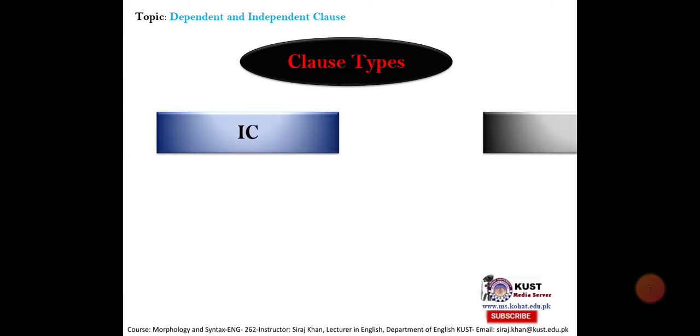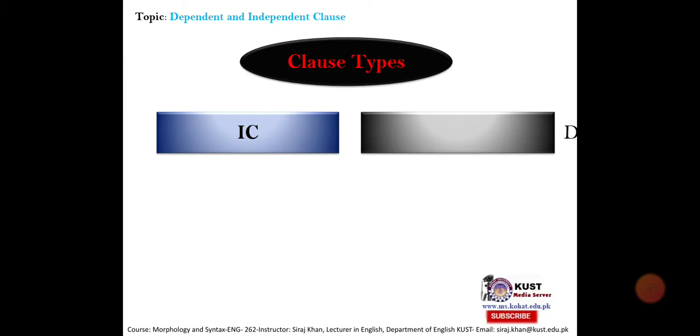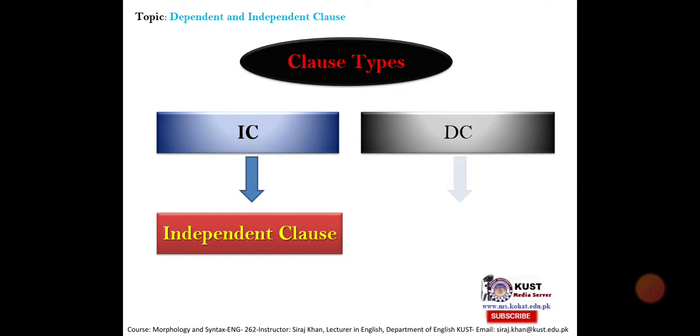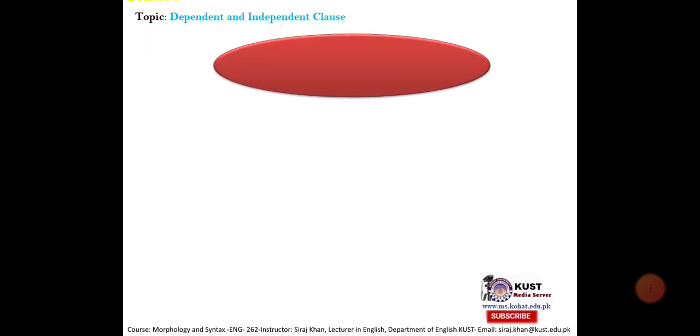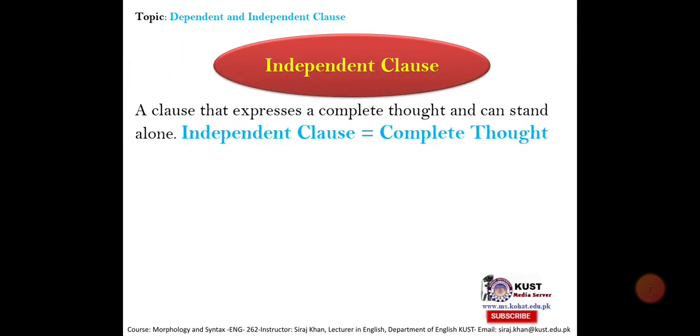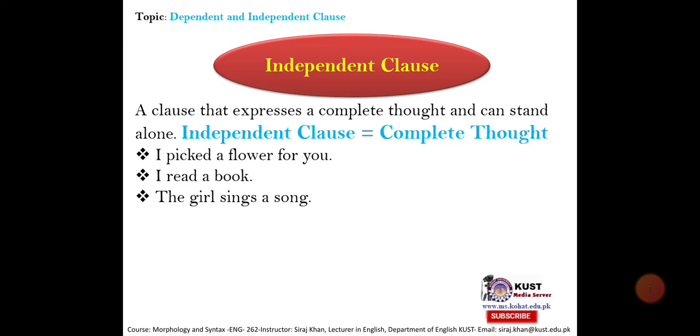Clause types. IC is independent clause, DC is dependent clause. Independent clause and dependent clause. An independent clause expresses a complete thought and can stand alone. Independent clause is equal to complete thought. Like an independent clause gives us a complete thought. I picked a flower for you. I read a book. The girl sings a song.